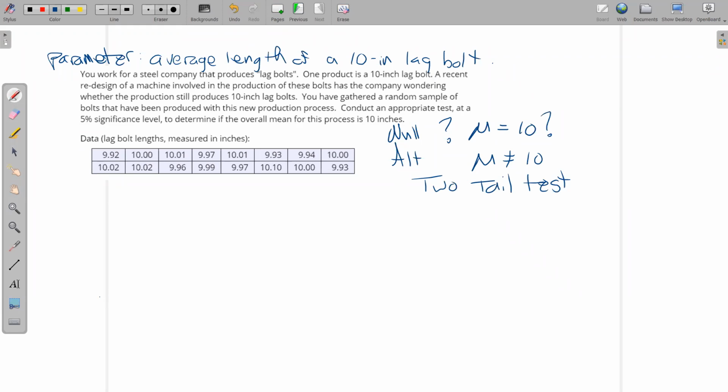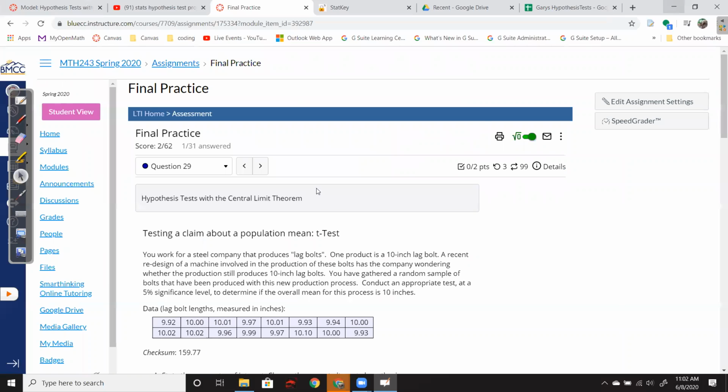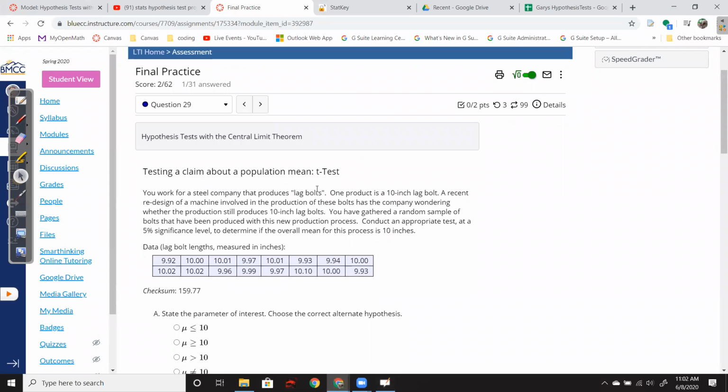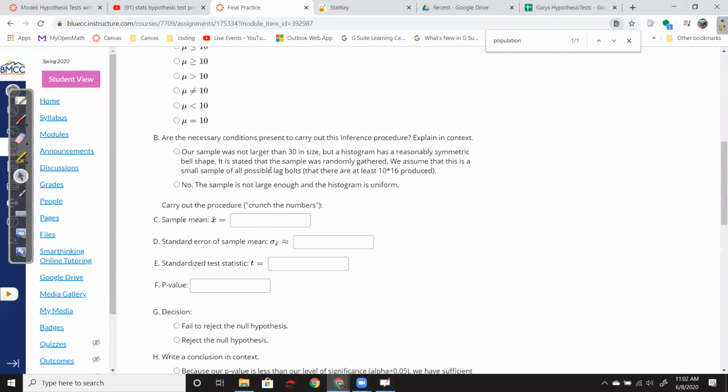If I want to sketch out what might happen here, I know the center, according to the null hypothesis, is 10 inches. Next, I need to, based on the data here, calculate the standard error. Because notice they don't tell me the population standard deviation. Nowhere here does it say what the population standard deviation is. And if I go back to the original question and do a quick search here, Control F, population comes up here at the top, and that's the only place that's highlighted.